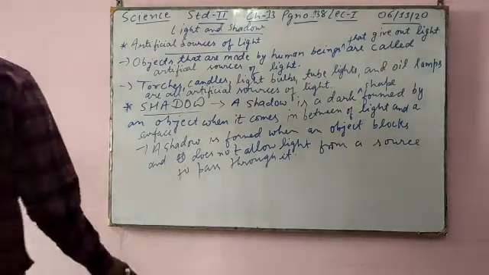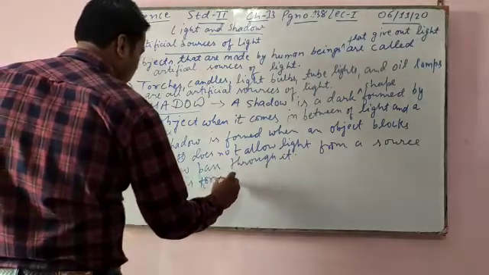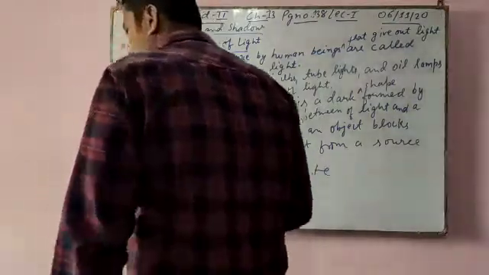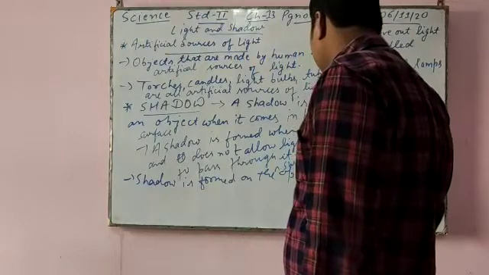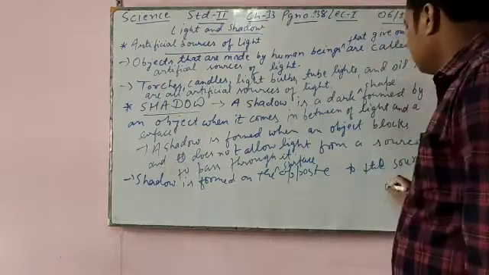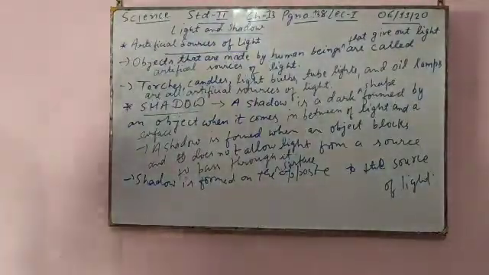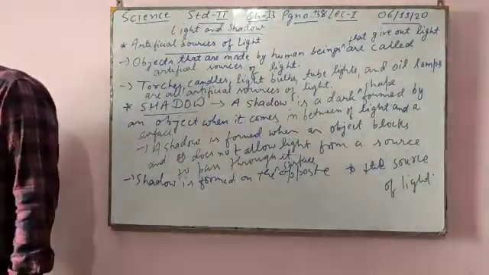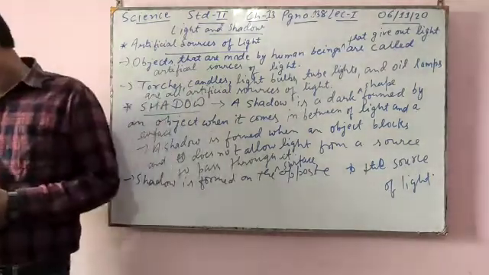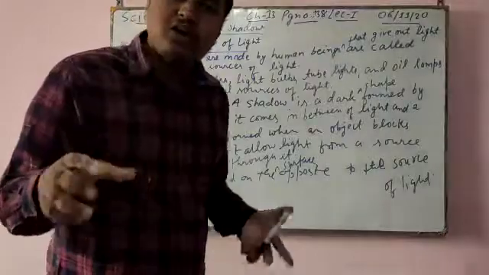A shadow is formed on the surface opposite to the source of light. The three things that are needed to cause a shadow are a source of light, an object, and a surface such as a wall or tabletop. For a shadow, what is needed? Light, object, and a surface: a set of three things.